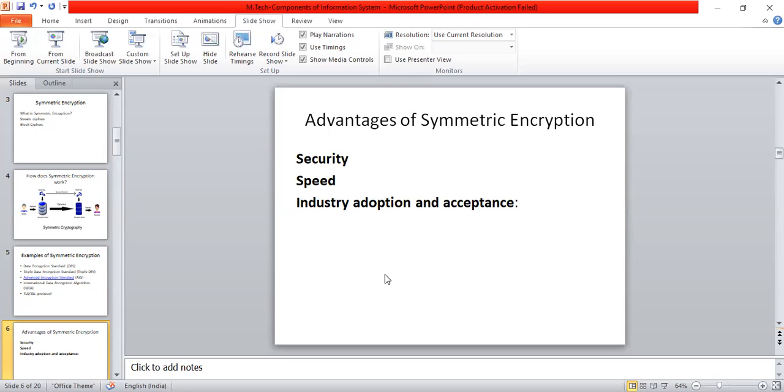The third advantage is industry adoption and acceptance. Symmetric encryption algorithms like AES have become the gold standard of data encryption because of their security and speed benefits, and as such have enjoyed decades of industry adoption and acceptance.